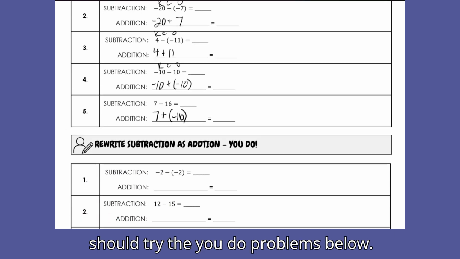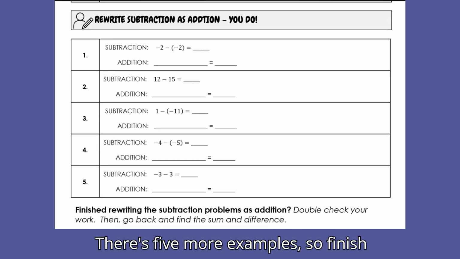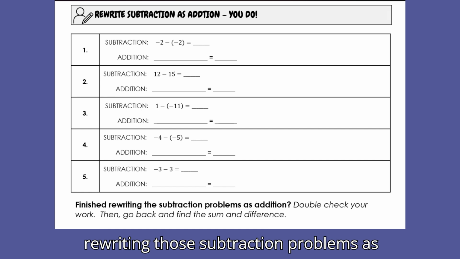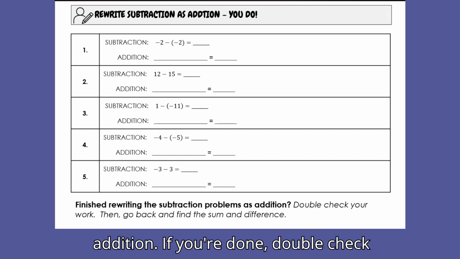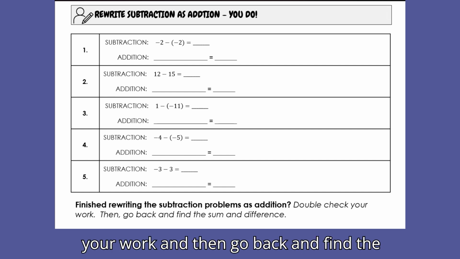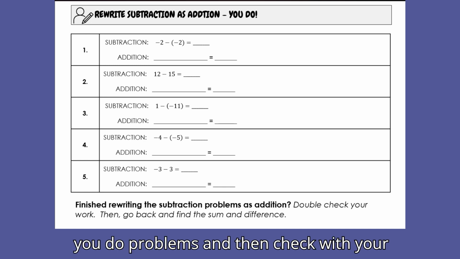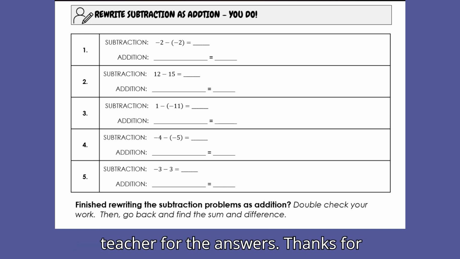So when you're done with these, you should try the you do problems below. There's 5 more examples. So finish rewriting those subtraction problems as addition. If you're done, double check your work and then go back and find the sum and difference for both the we do and you do problems, and then check with your teacher for the answers.